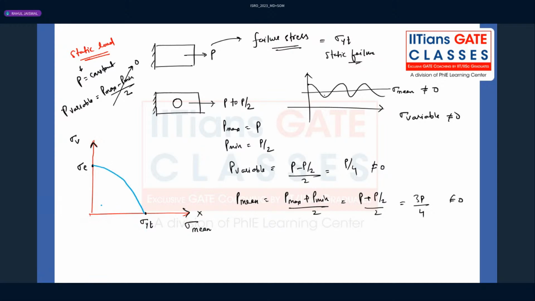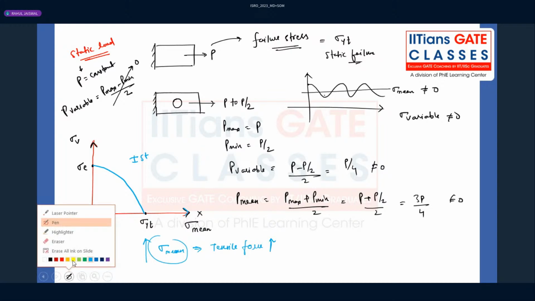For example, if I draw the graph for the Gerber parabola, what you are observing is that the mean tensile stress is in the first coordinate. First coordinate means tensile stress will be there. There is no chance of compressive stress. When the mean stress is tensile in nature and keeps on increasing, that means tensile force keeps on increasing. Now you tell me whether endurance strength is increasing or decreasing.